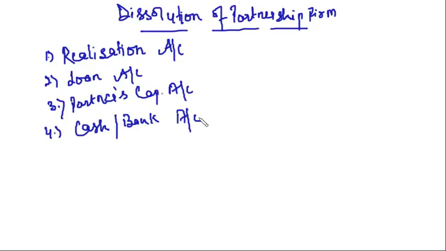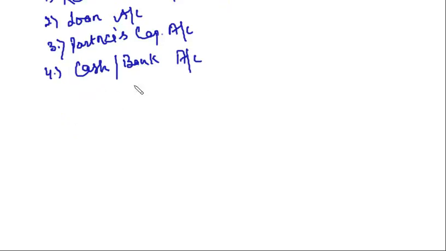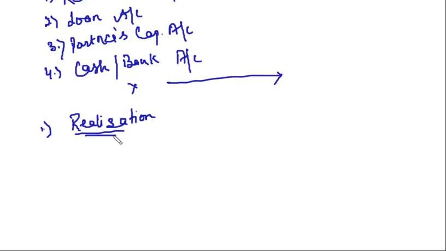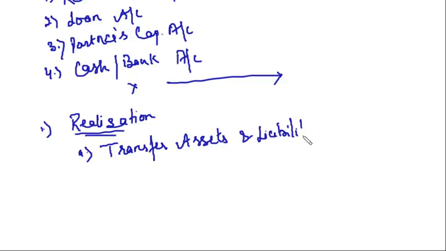And we started with the first one, that is realization account. So in realization, what are the steps? The first one is transfer assets and liabilities to realization account. What we are doing here is we have decided to sell our assets, and we are collecting the assets and putting those assets in one carton. That one carton is known as our realization account.